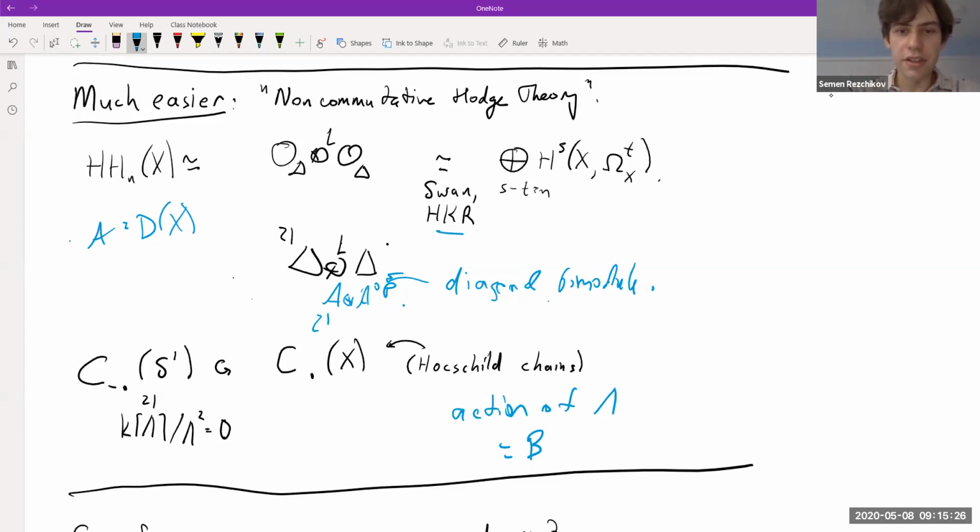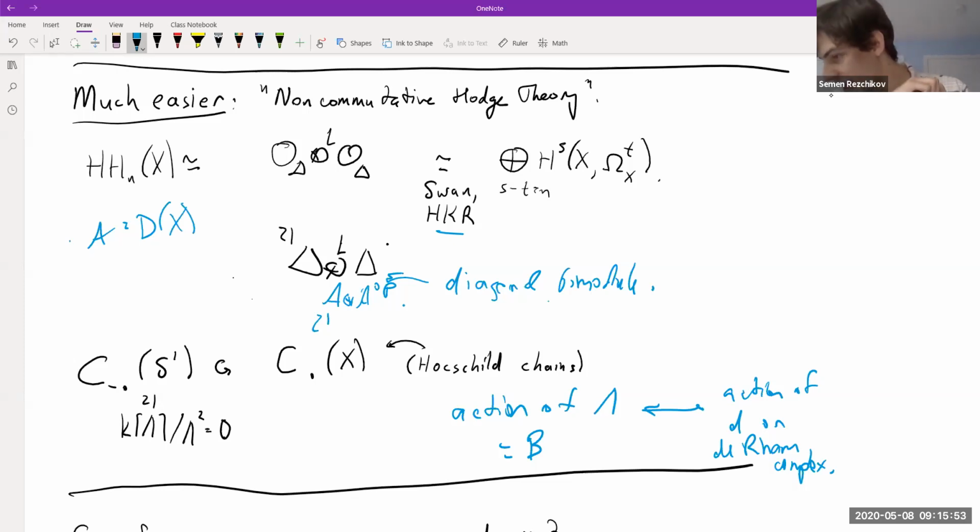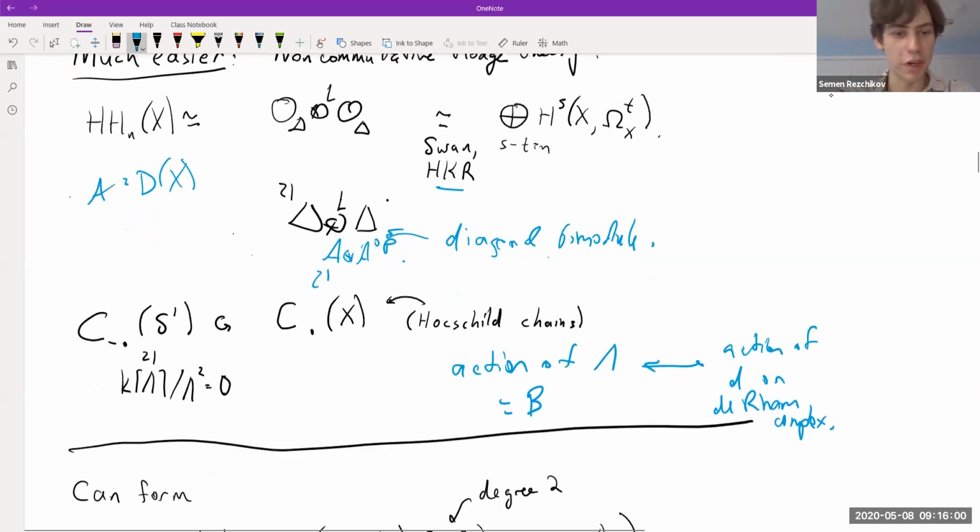And under the isomorphism to differential forms on X, which Hochschild, Kostant, and Rosenberg prove when X is affine, this ends up corresponding to the action of d, the de Rham differential, on the de Rham complex. Something I'm going to use is that Fukaya categories are Calabi-Yau, and so they identify Hochschild homology and Hochschild cohomology. That's going to be important.